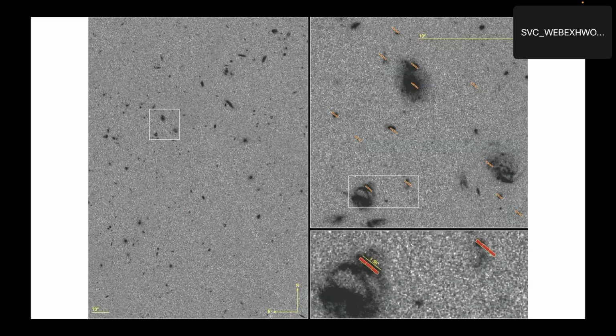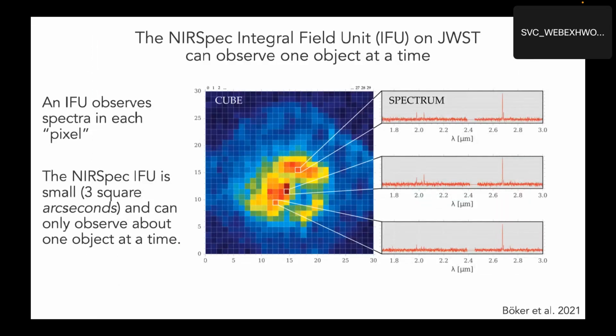And the user here has defined open shutters on different areas of the image in order to get spectra from them. And then we zoom in here and you see the user has chosen to get spectra of this region and this region here. You don't get a spectrum in every pixel like you do for an IFU. In an IFU, the observer gets a spectrum in each pixel.